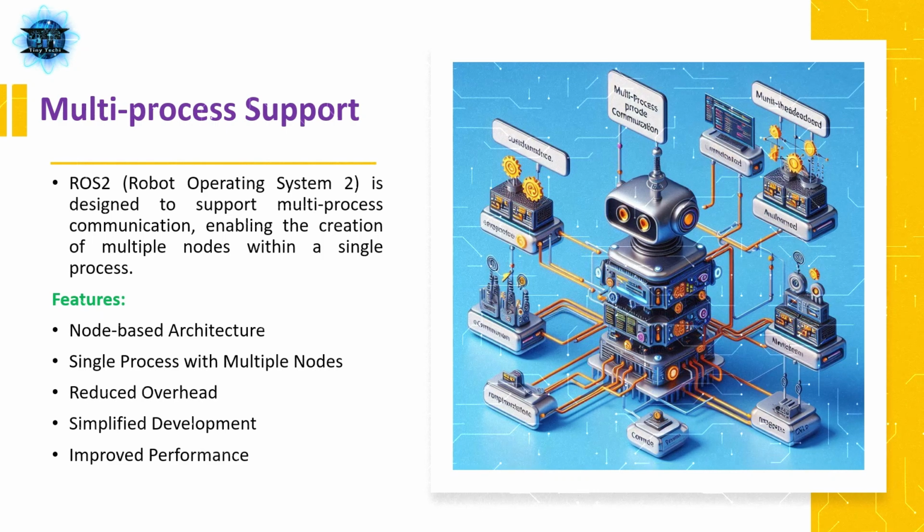nodes within a single process. So the features of this multi-process support are: node-based architecture, single process with multiple nodes, reduced overhead, simplified development, improved performance. Now imagine a computer system like Windows or Mac operating system, but specifically designed to help robots to run and communicate.